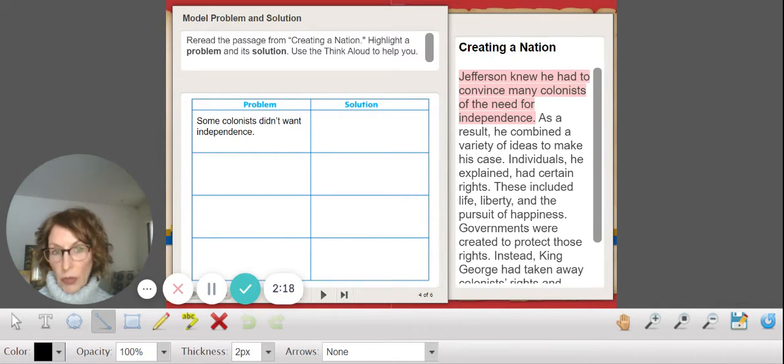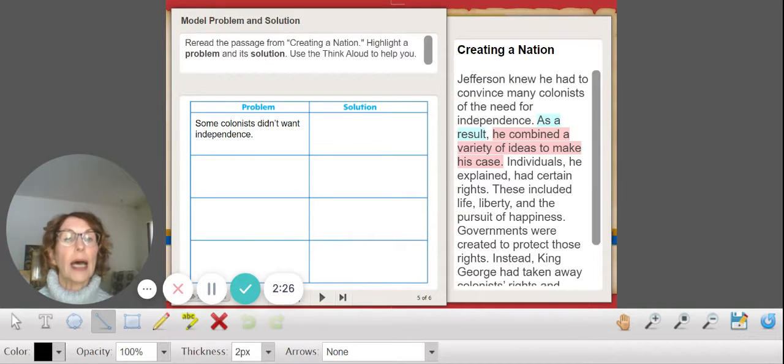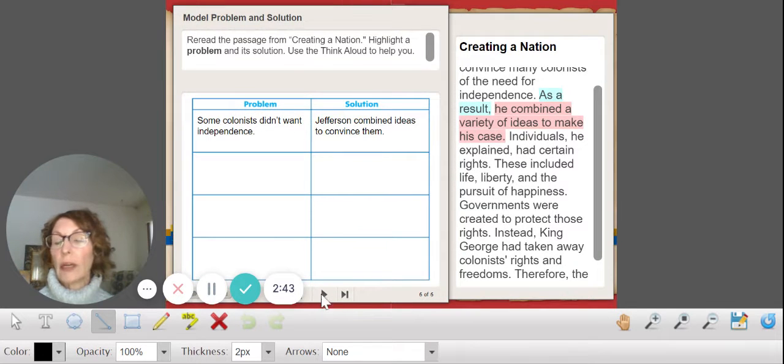Again, I know I heard a signal phrase, as a result, and so I'm going to highlight that. And then following, as a result, it does state that he combined a variety of ideas to make his case. So again, Jefferson's solution for convincing the colonists of the need for independence was to use a variety of ideas to convince them or state his case. So again, here's an example of problem and solution and the use of a signal phrase, as a result.